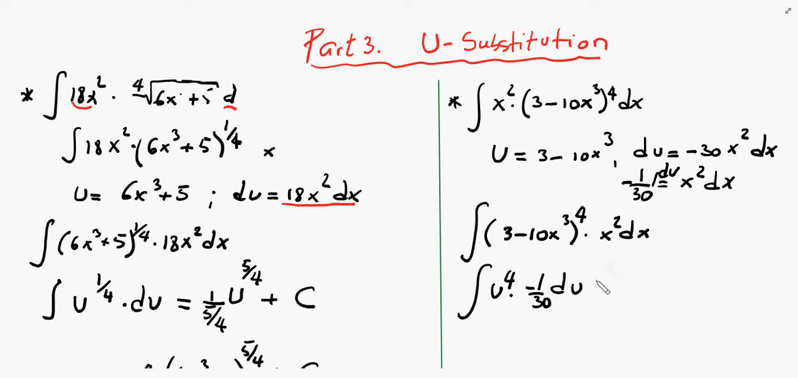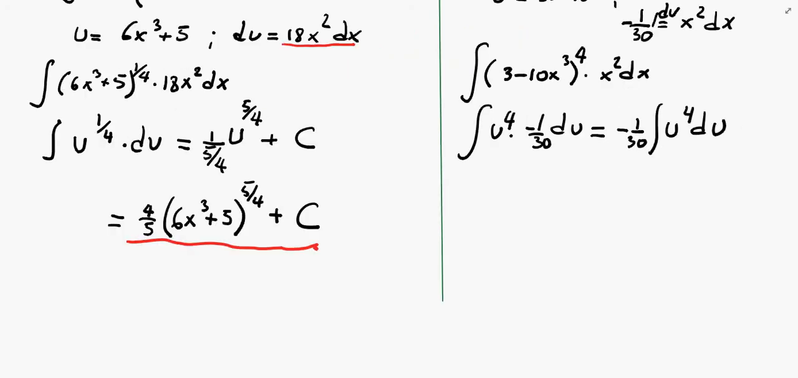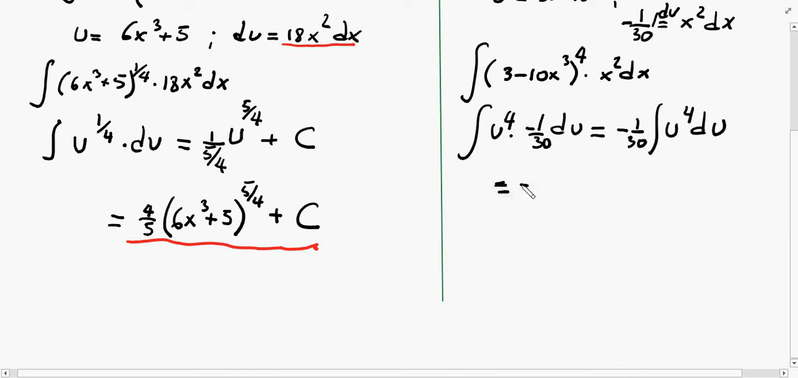Here we're going to take the minus 1/30 out of the integral symbol: minus 1/30 times the integral of u to the power of 4 du. Now we can integrate. Integrating u to the power of 4, the new power will be 5, and 1 will be divided by the new power, 1/5, plus the constant of integration.